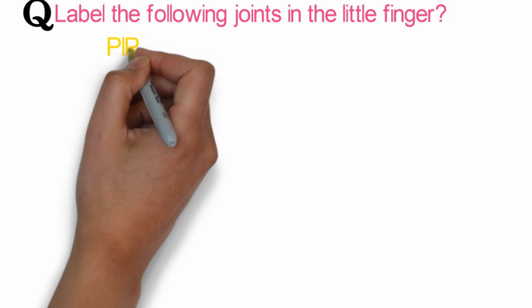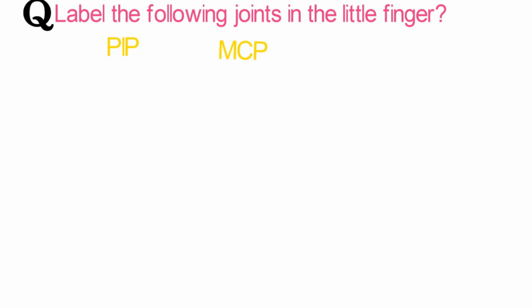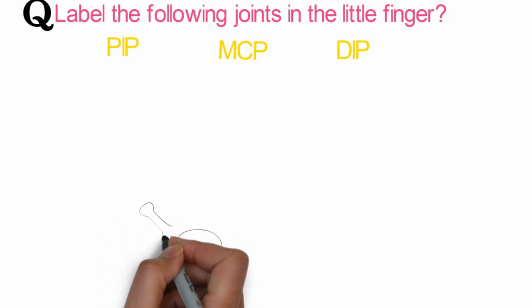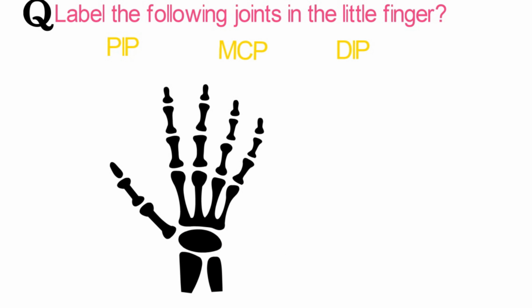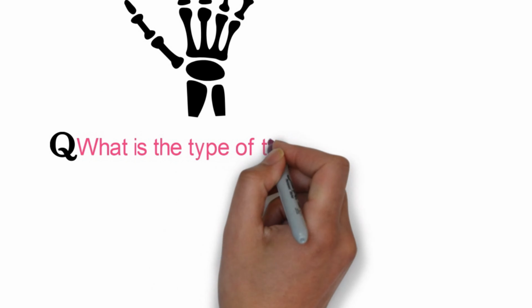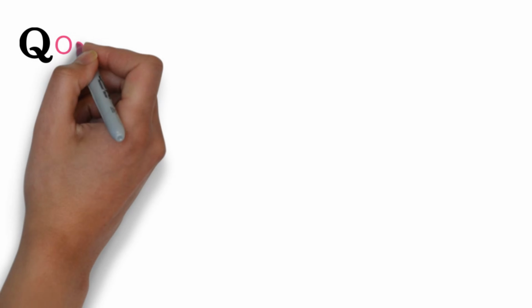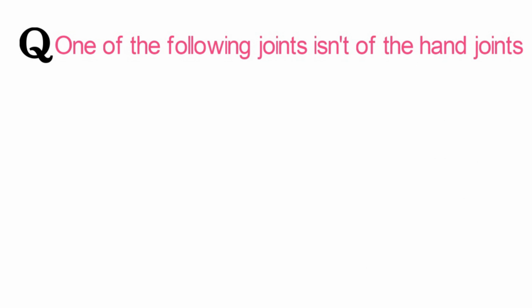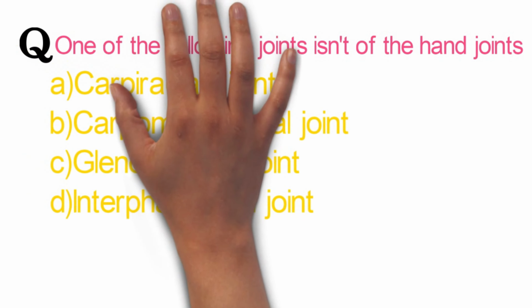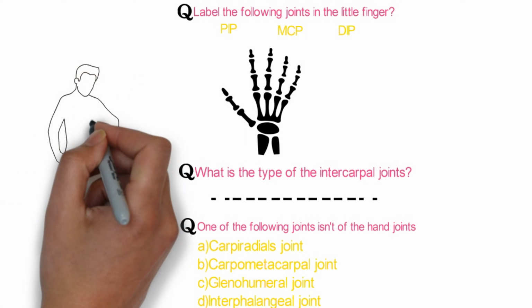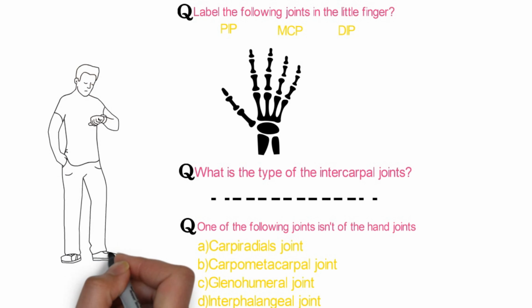Our first question here says, label the following joints in the little finger. We have A, B, and C. And these, as you can see, are the hand bones. Next question says, what is the type of the intercarpal joints? And lastly, we have one of the following joints isn't of the hand joints. And we have four choices. Try to think about them. I know you can. You have about 5 seconds to do.